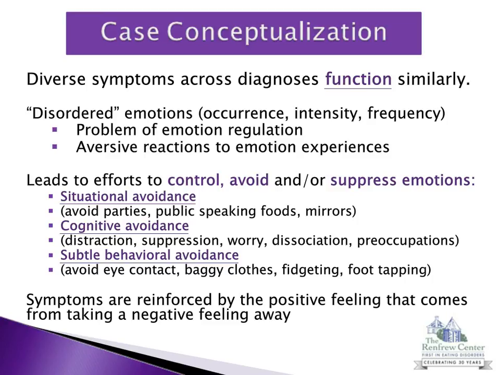But ultimately a really important thing to think about is that our symptoms are very much negatively reinforced by the positive feeling that comes from taking the negative feeling away. That's the textbook definition of negative reinforcement. So for example, if in the moment I can feel better and more numb by drinking alcohol or using a benzo or an opiate or purging or cutting, then that is so powerfully reinforcing, it doesn't really matter to me in the long term that these are things that totally ruin my life.